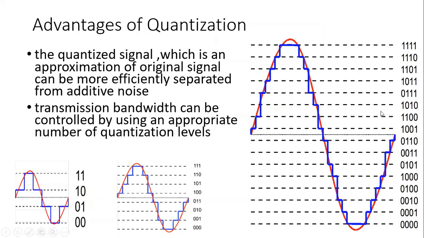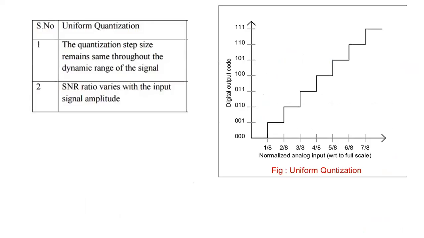As you increase the quantization level in the same voltage range, your graph becomes finer and smaller, and reconstruction is better because you are not losing information. Quantization noise reduces as you increase the quantization level. This can come as a multiple choice question.